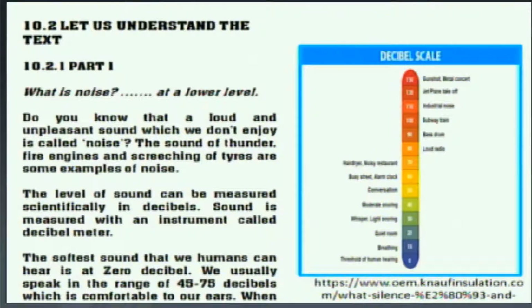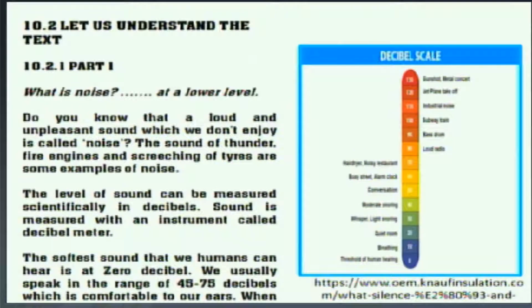The sound of thunder. Do you like it? I don't think that anybody likes the sound of thunder. Fire engines? No way. Fire engines are also very much blaring, very much noisy. Screeching of tires are some examples of noise. So these are some of the examples of noise. So what does it mean? That any loud and unpleasant sound which we don't enjoy is called noise.